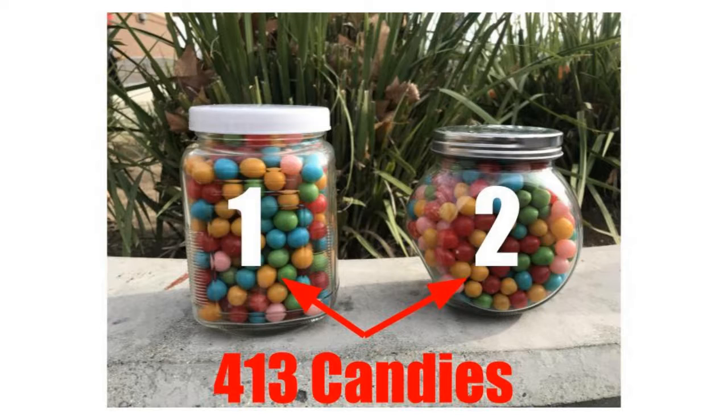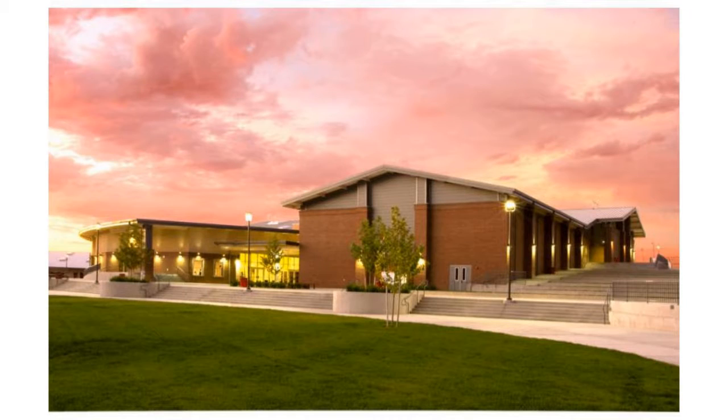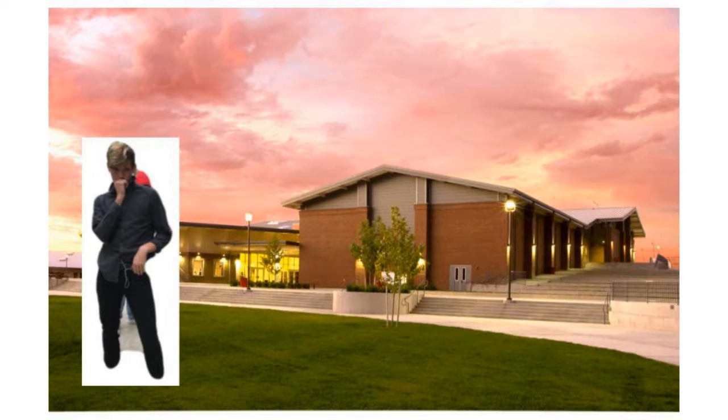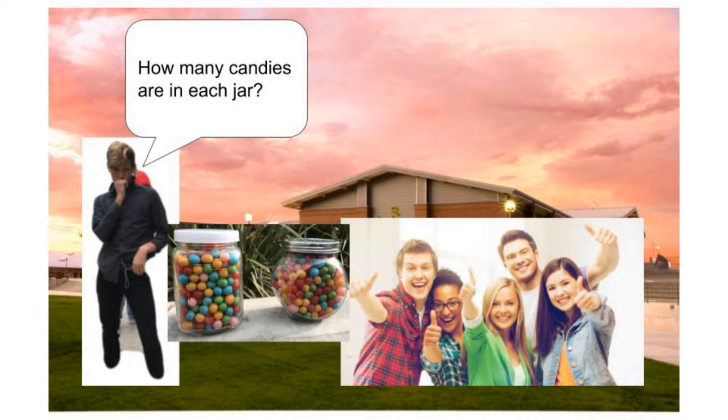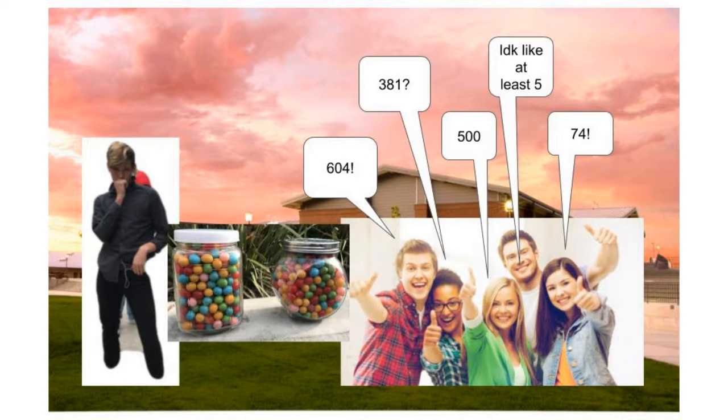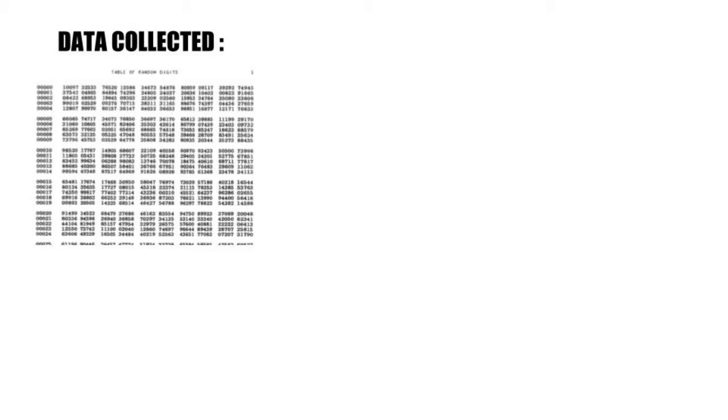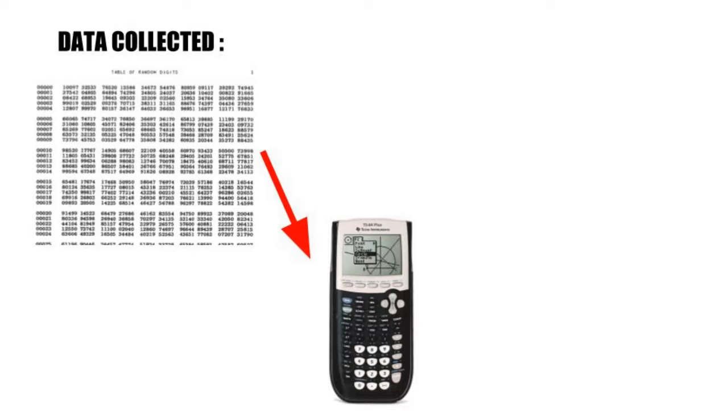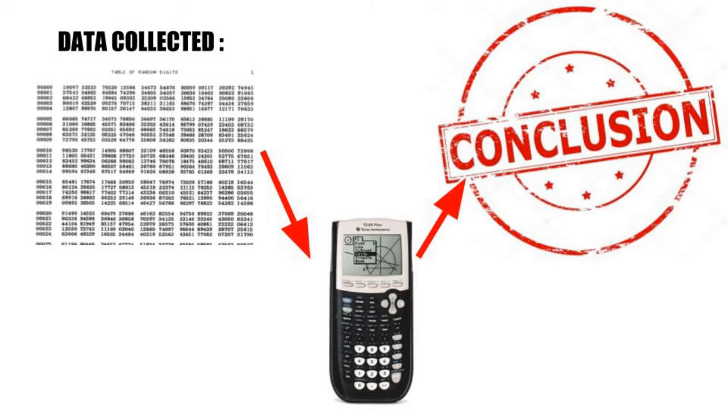The goal of this experiment is to see if the average values of candies guessed for each jar is different due to the shape and size of jars. Here's Antelope High School. Here's Vlad. Vlad's going to walk up to students and teachers and show them the jars. He's going to ask them to guess how many candies they think are in each jar. They will respond and we will record the data. With the data, we will calculate if there is any difference in the average amount of candies guessed for each jar. Then we will use that information to draw a conclusion and answer our question.